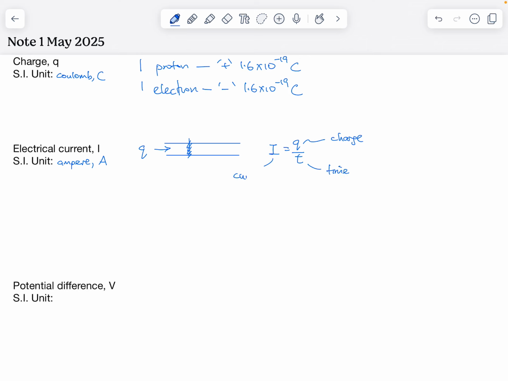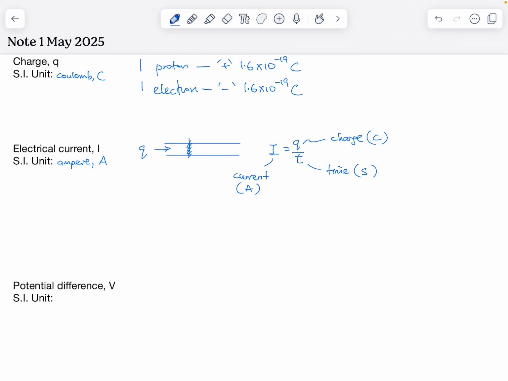Current I. The unit for current is ampere, unit for charge, as we mentioned earlier, coulomb, and the unit for time must be in seconds. So if the unit of charge is coulomb, the unit of time is seconds, the current will automatically be in ampere. So this is current. It is the flow of electrical charges per unit time.